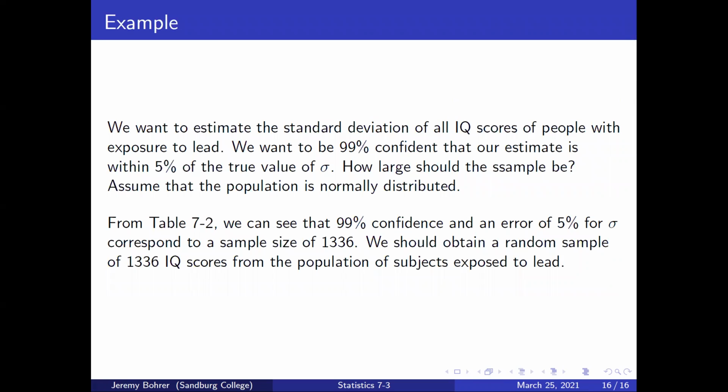We want to estimate the standard deviation of all IQ scores of people with exposure to lead. We want to be 99% confident that our estimate is within 5% of the true value of sigma. How large should the sample be? Assume that the population is normally distributed. From table 7-2, we can see that 99% confidence and an error of 5% for sigma correspond to a sample size of 1,336. We should obtain a random sample of 1,336 IQ scores from the population of subjects exposed to lead.